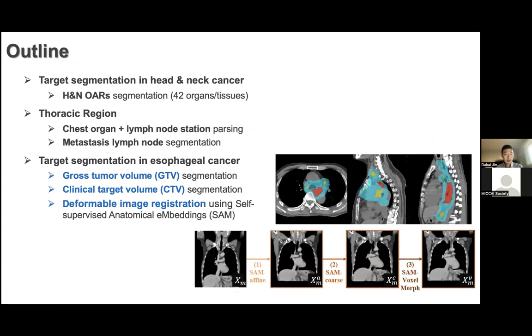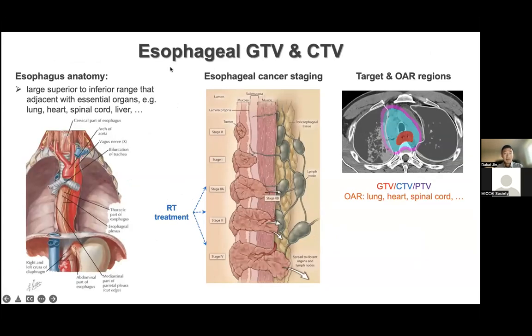So finally, we come to the third and final part, the GTV and CTV segmentation in esophageal cancer with deformable image registration. Here is a little bit of background. The esophagus is a long organ that has a large superior to inferior range. There are lots of essential organs adjacent to it, like lung, heart, spinal cord, and liver, and RT treatment is one of the core treatments for locally advanced patients.